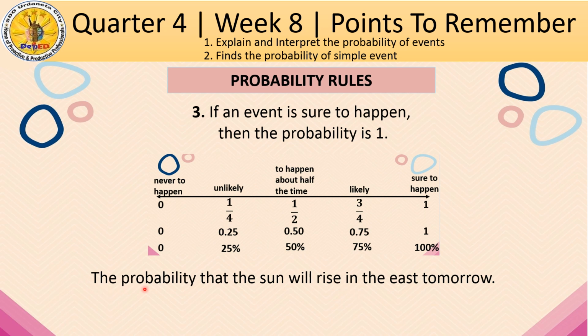The probability that the sun will rise in the east tomorrow. Okay, so why do you think that it has a 1 or 100% probability? Very good, because the sun always rises in the east.